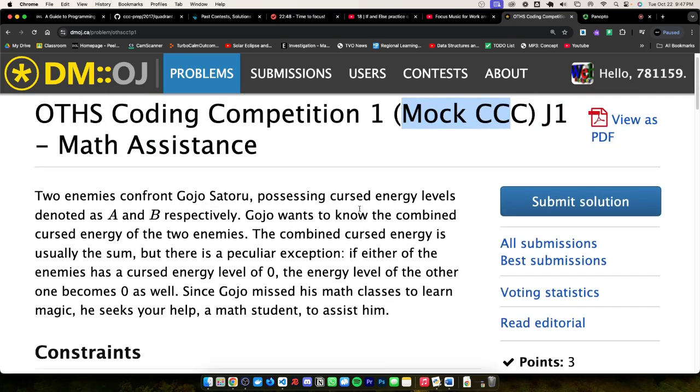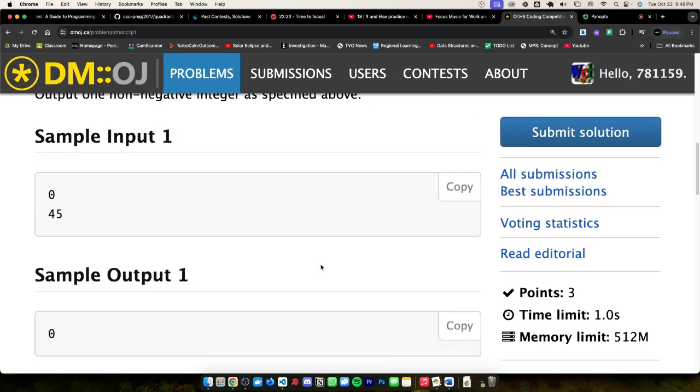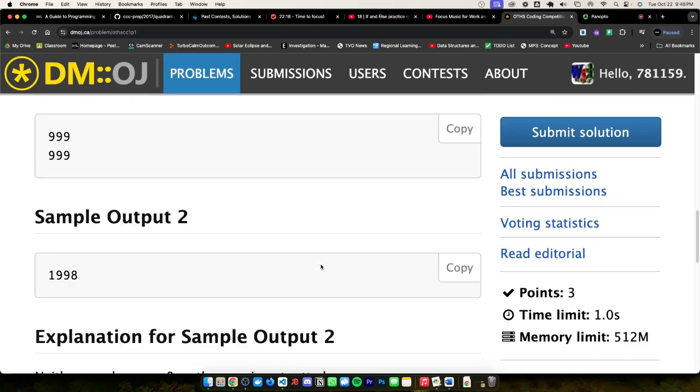So basically, what we're going to be doing is we have cursed energy levels, and it's a sum, denoted as A and B, right? Now, if one of these energy levels is zero, the other one becomes zero as well. So both of them become zero if one of them is zero. Otherwise, you can just output the sum of both of these.